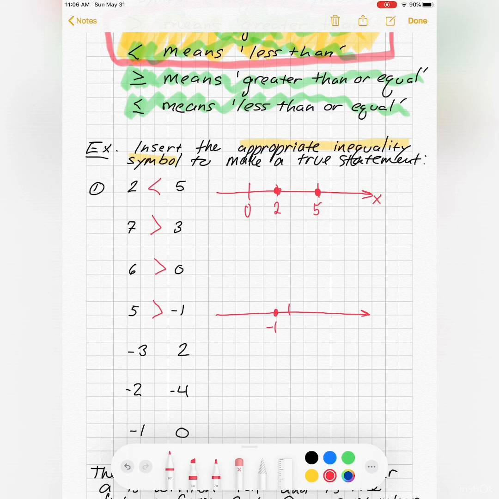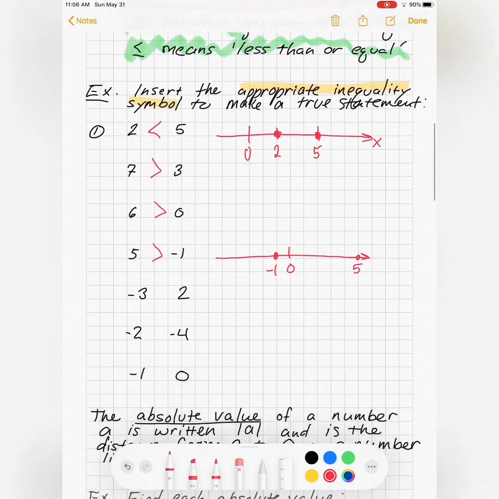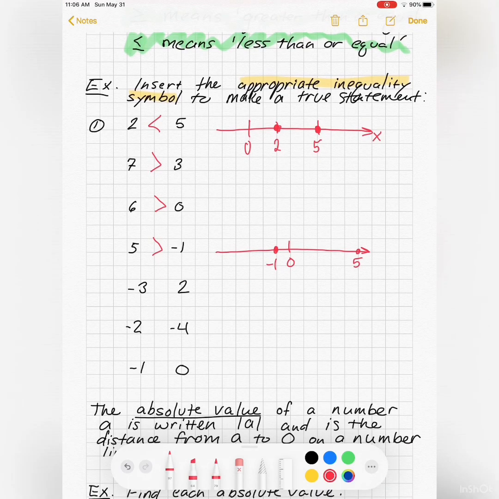1, 2, 3, 4. Here's 5. So 5 is, of course, to the right of -1. 5 is bigger than -1. Versus -3. Again, if you find it useful, let's see. 1, 2. Here's -3. Here's 2. Okay, so -3 is to the left of, it's less than 2, but obviously, right?